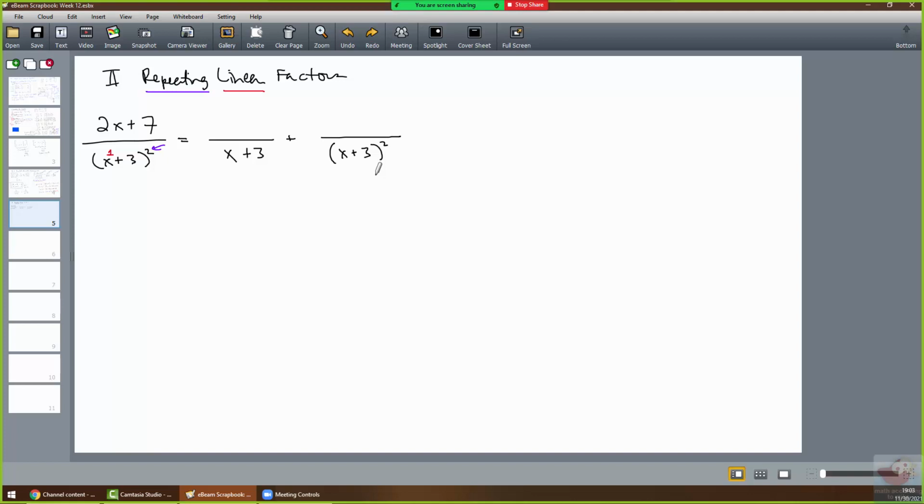But do not get tripped up over multiplicity and degree. The degree is still 1. So the numerator's degree is 1 less. 1 less than 1 is 0, so this numerator is an A. And 1 less than this one is 0, so this numerator is a B. That 2 is a multiplicity, not a degree. After this, multiply to clear all the fractions, make a system, RREF.